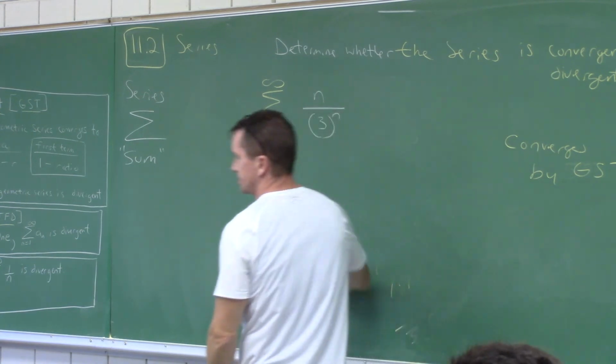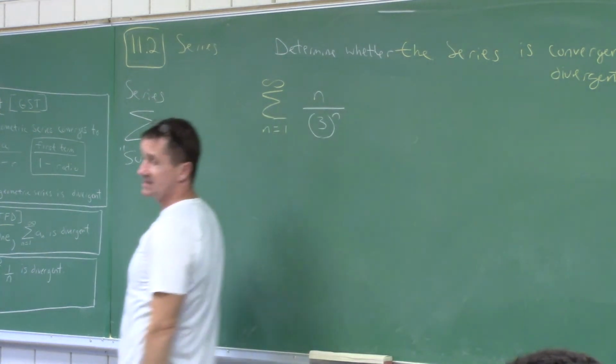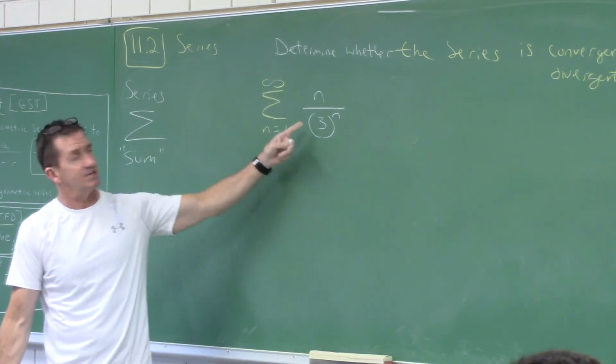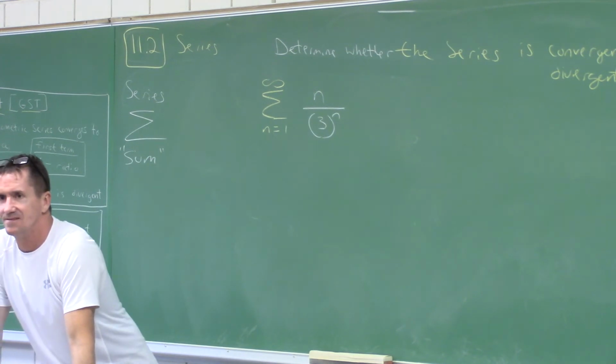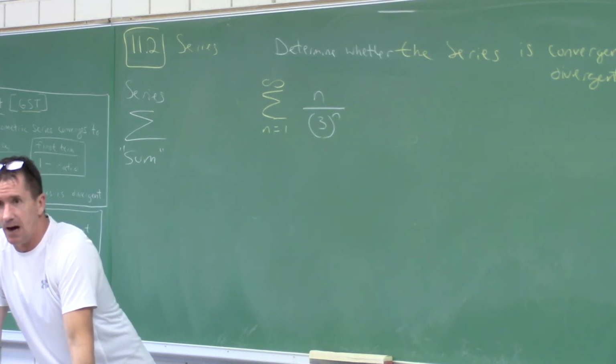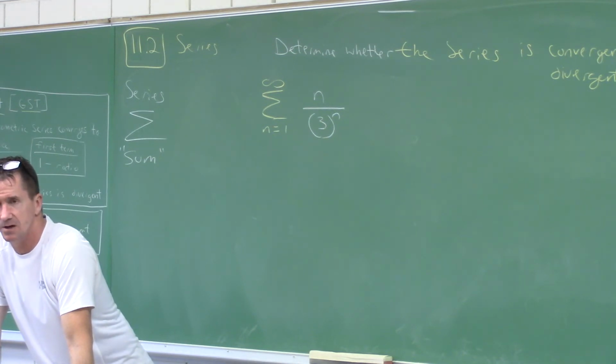That's not a geometric series, but students sometimes think it is. That's not geometric. Does everyone see the monomial in the numerator? If you mix a monomial with an exponential, that thing is not geometric. Geometric is only exponential. So we need a new test.